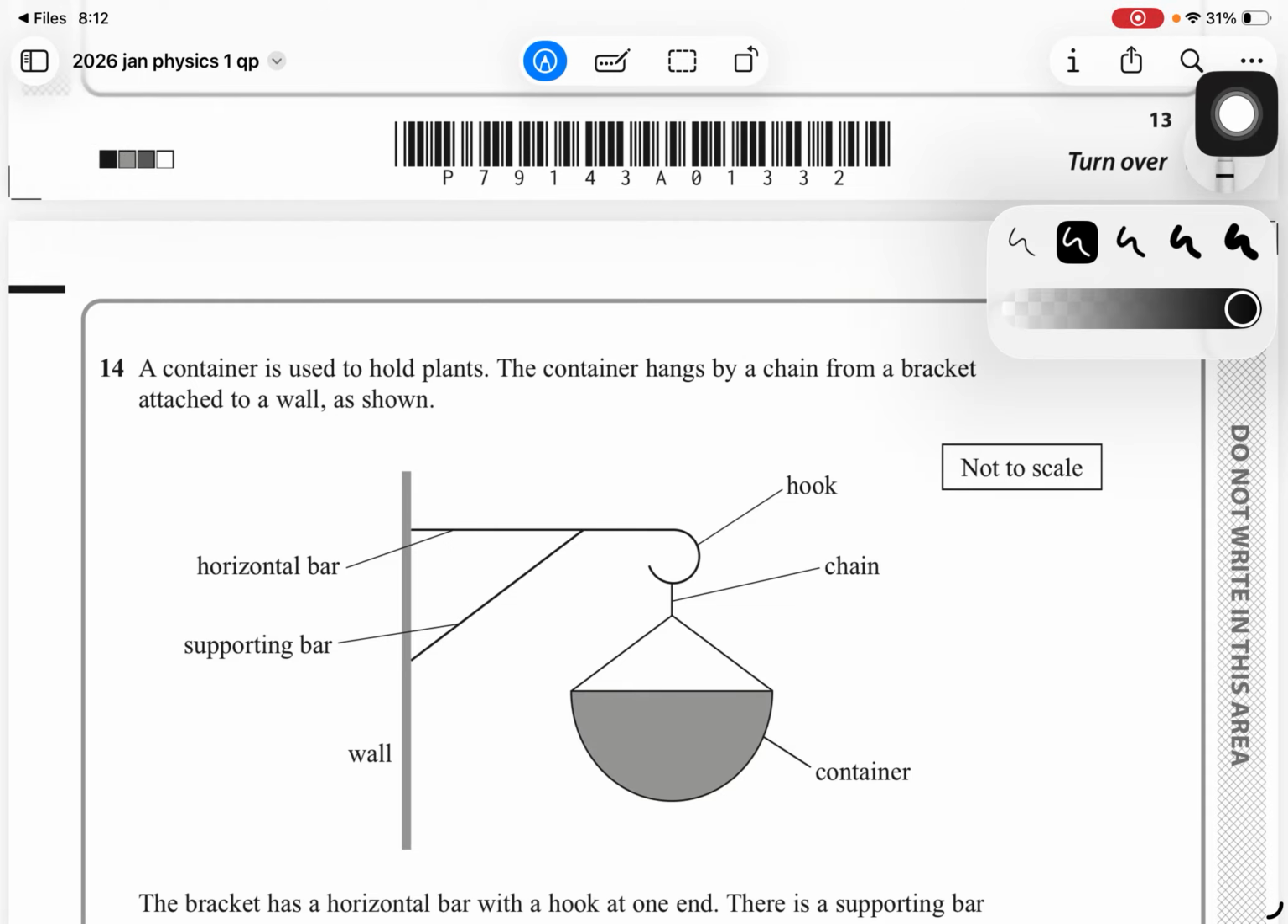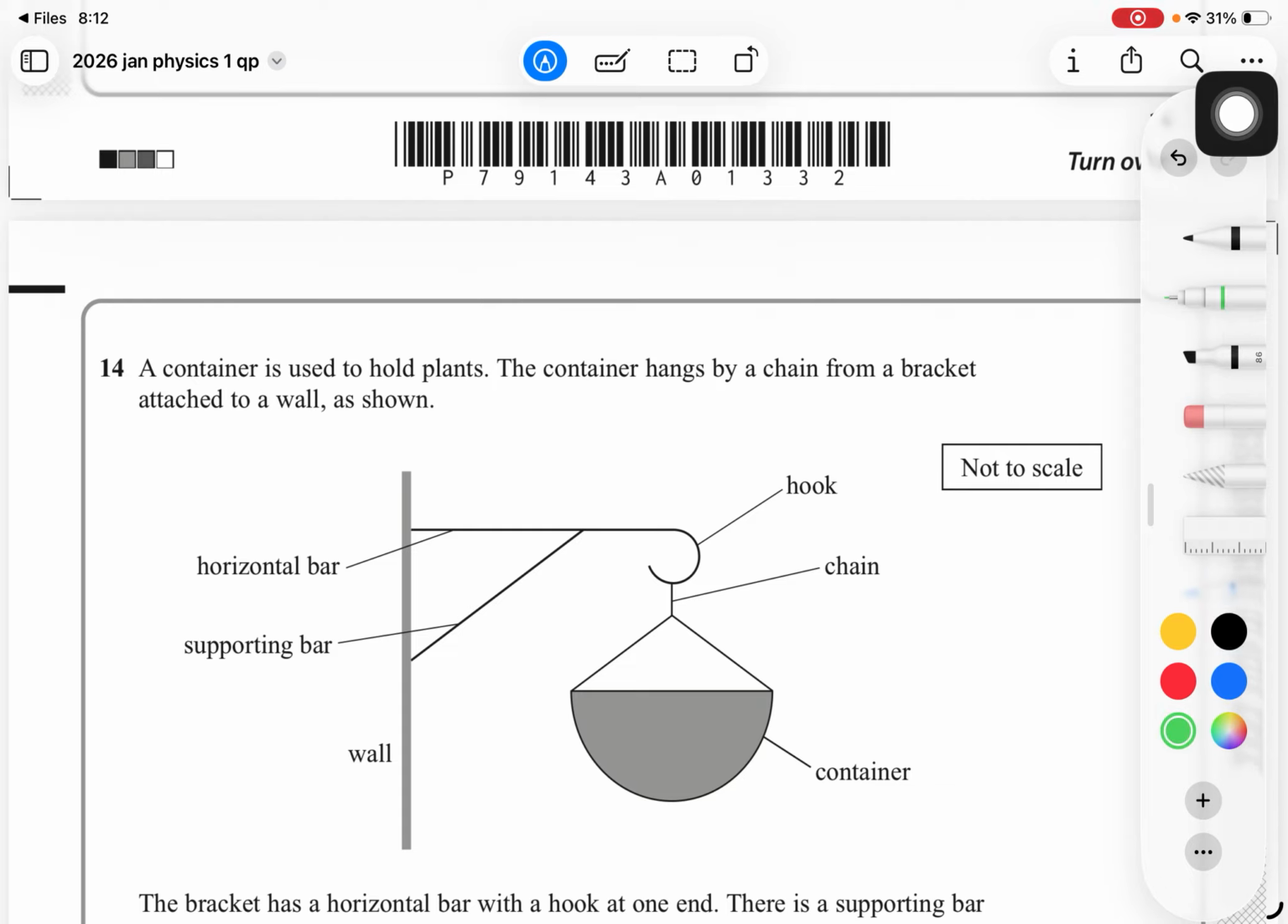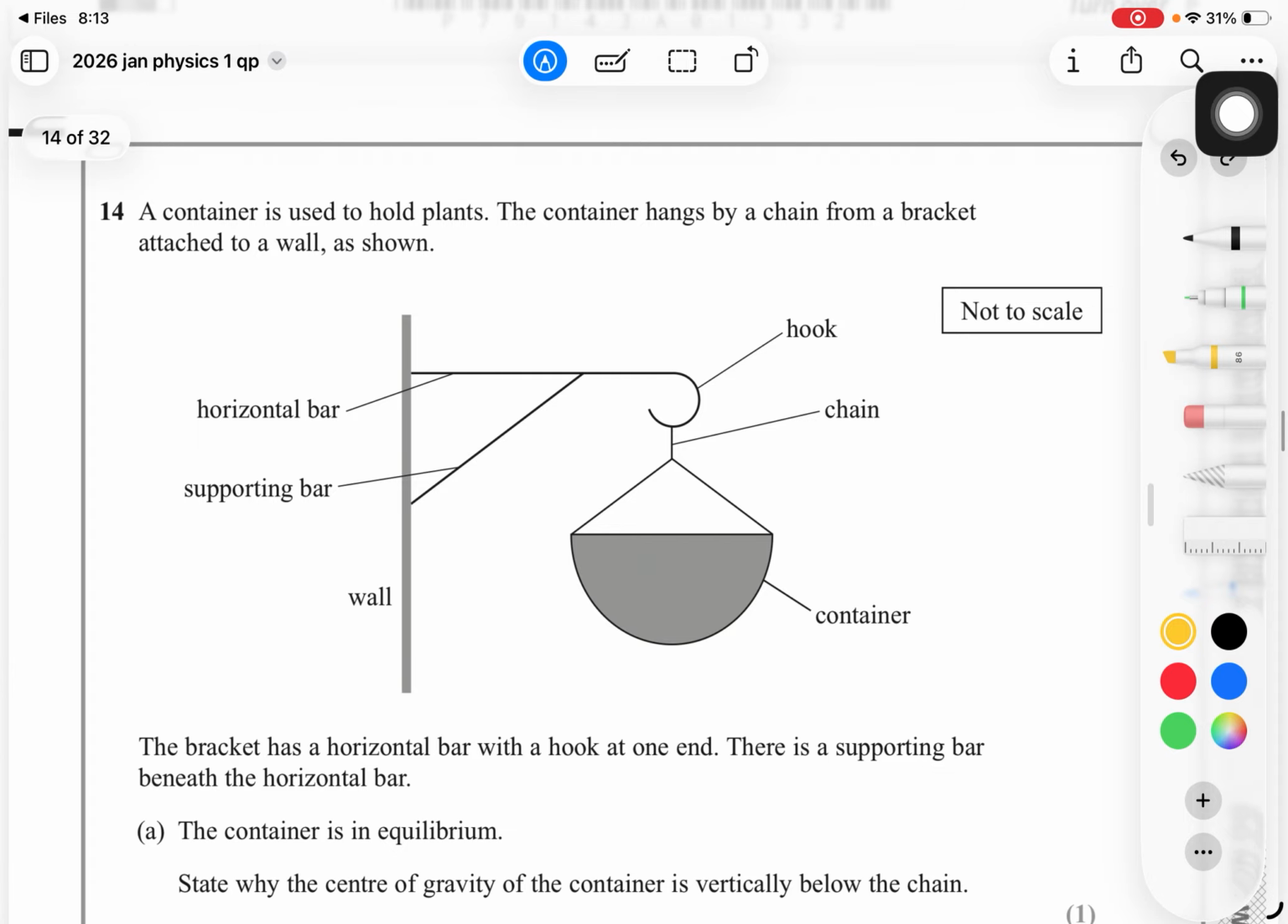Okay, so let's go with question number 14. In question number 14, what we can say is they have given us two to three forces, which are the tension and also the weight of this container. So there are some forces, but the container is used to hold fans. The container hangs by a chain.